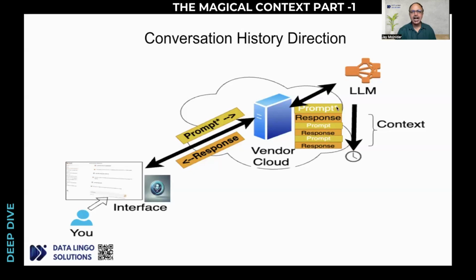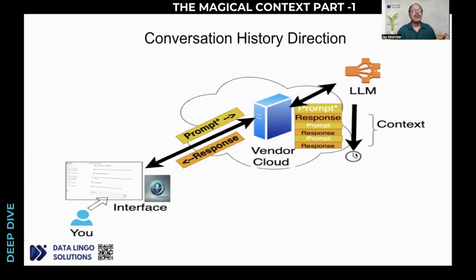Look at the asterisk mark right next to the prompt here. That represents the latest prompt. That always remains on the top. Next come the previous responses and prompts in chronological or reverse order. The technical term for this kind of arrangement is called a stack.